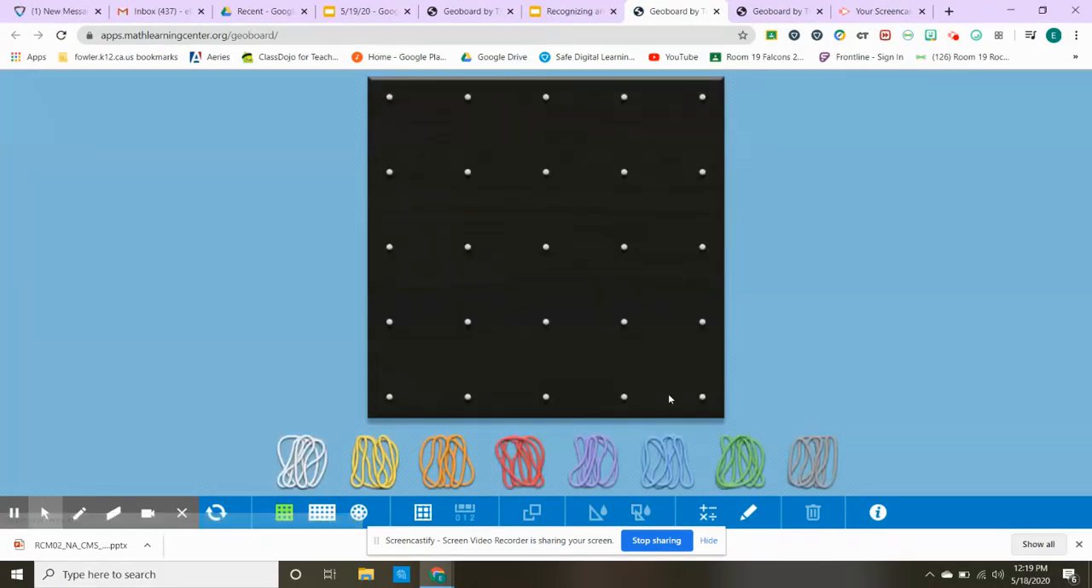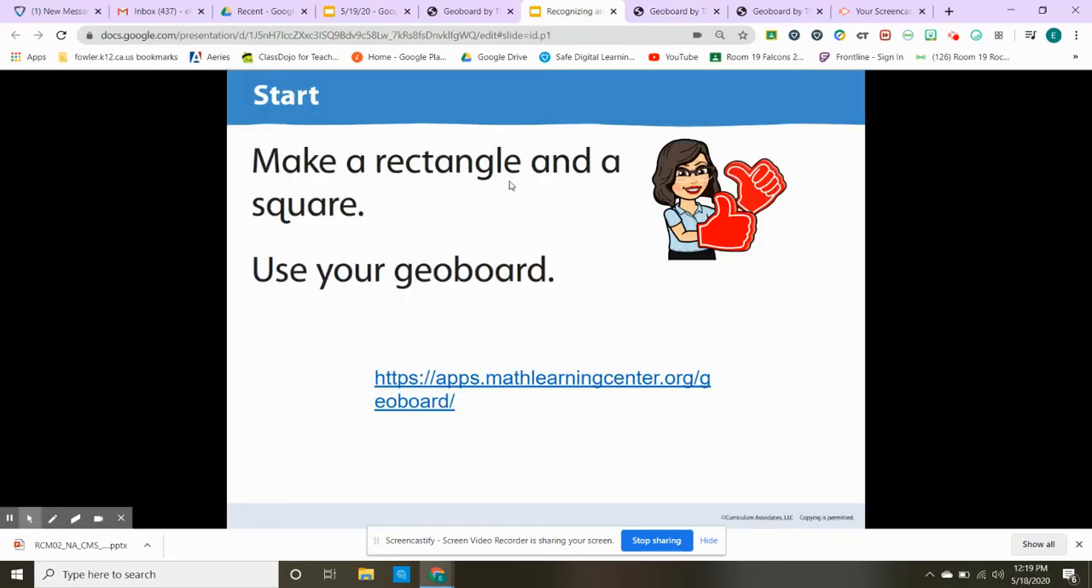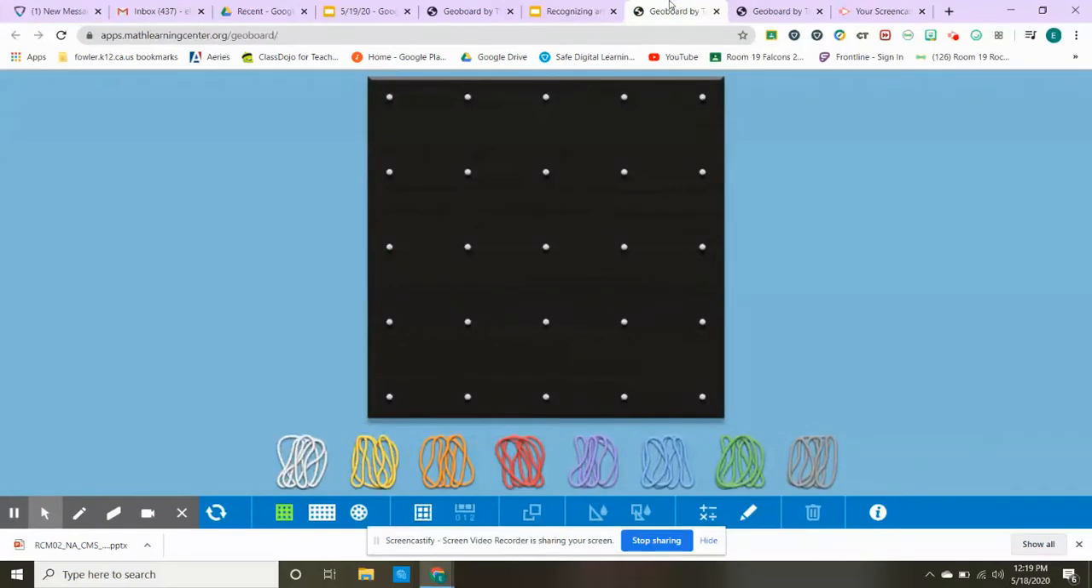So here we are. This is what we call a geoboard. So if you see all of these, I think they're called pegs. So they would hold a rubber band in place, and you can use them to make different shapes. So our try it problem said, let's go back. It says to make a rectangle and a square. So we're going to go to our geoboard, and we're going to choose a rubber band.